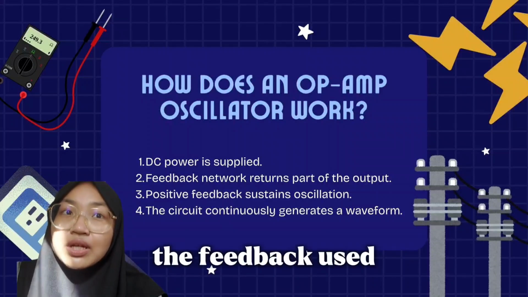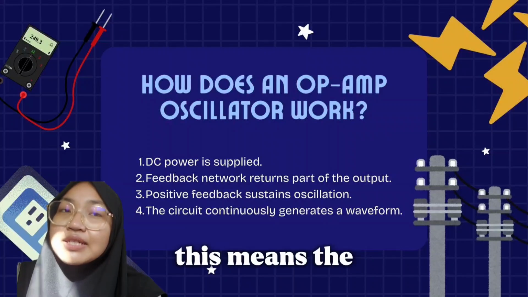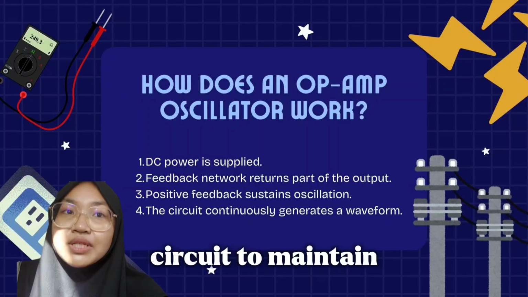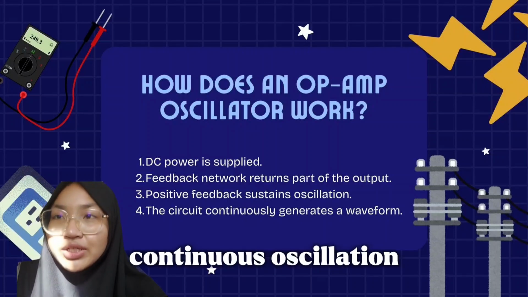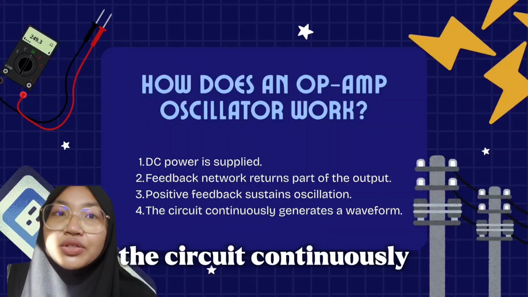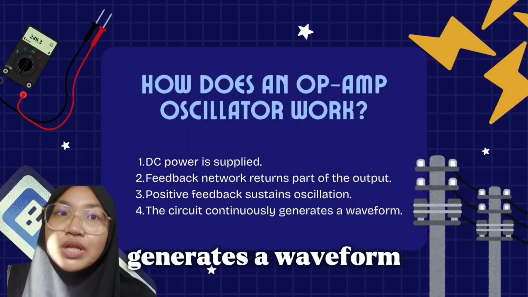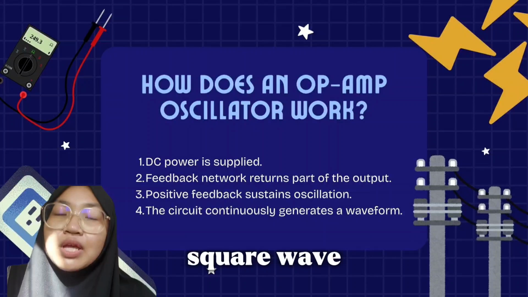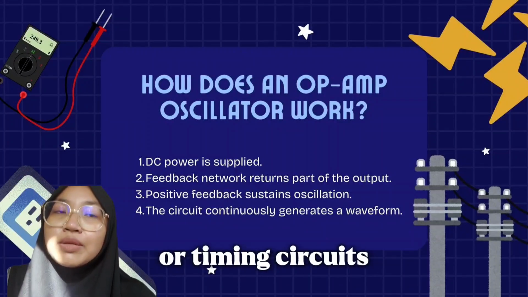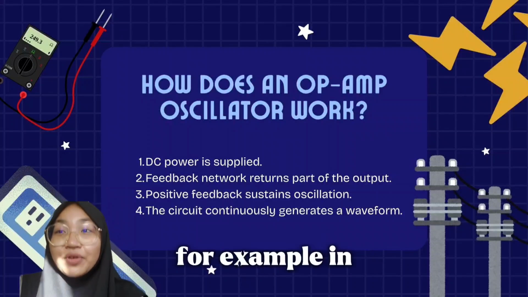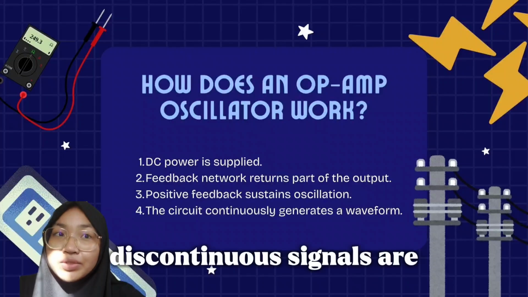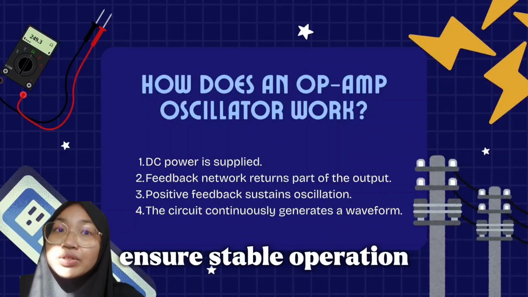The feedback used here is positive feedback. This means the signal is reinforced instead of reduced. This helps the circuit to maintain continuous oscillation. As a result, the circuit continuously generates a waveform such as sine wave or square wave. This waveform can be used in many applications like signal generation or timing circuits. For example, in alarm system or communication devices, this continuous signal is very important to ensure stable operation.